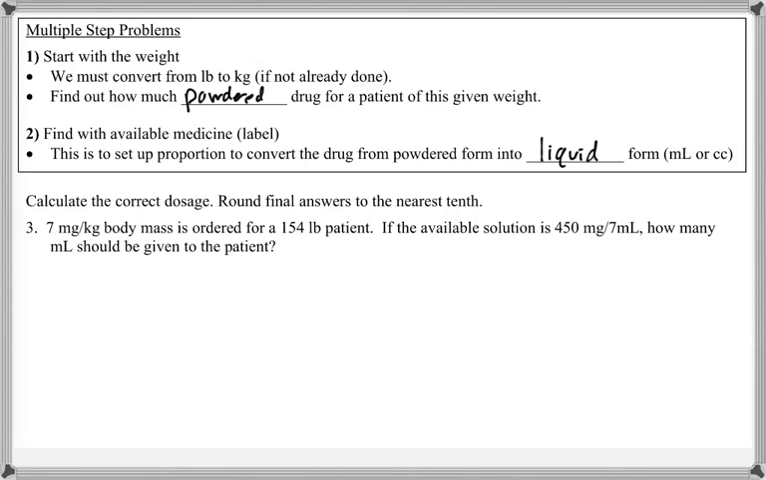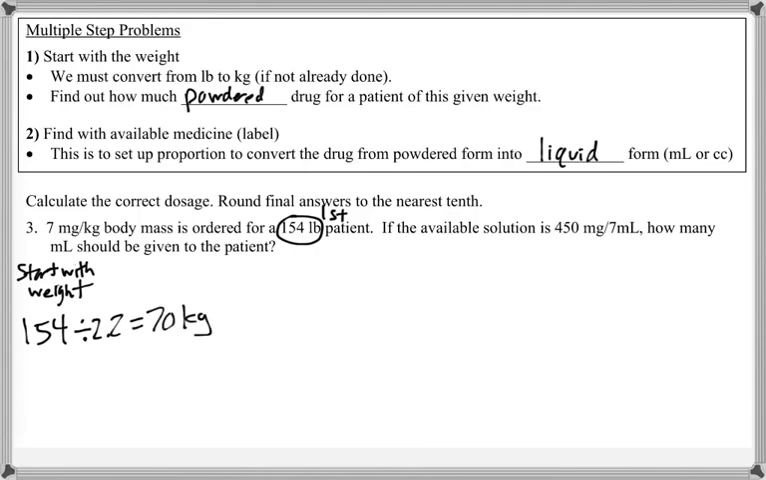First, I want to start with the weight. So start with the weight. So 154, this is what I'm going to work with first. And I want to divide this by 2.2. So 154 divided by 2.2 is 70. So this patient weighs 70 kilograms.